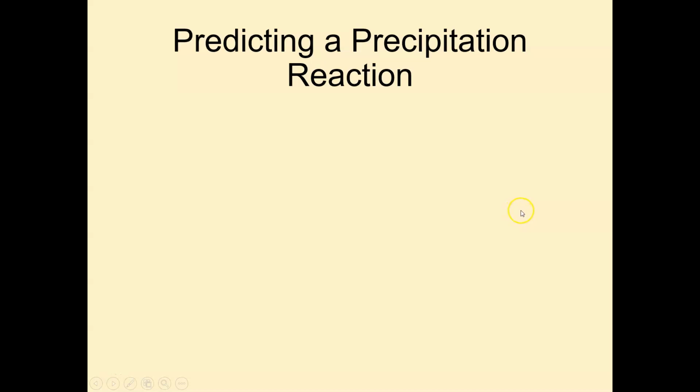Welcome to the second of two videos on solubility and precipitation reactions. We finished the last video by defining what a precipitation reaction was, which is a reaction in which you mix two water-soluble ionic compounds together and one of the products is not soluble in water.